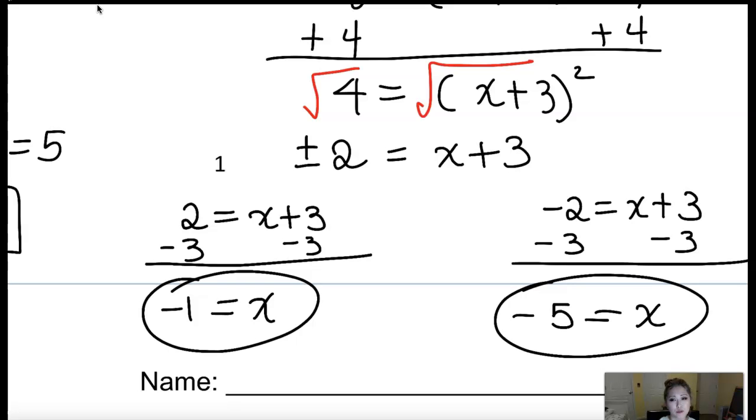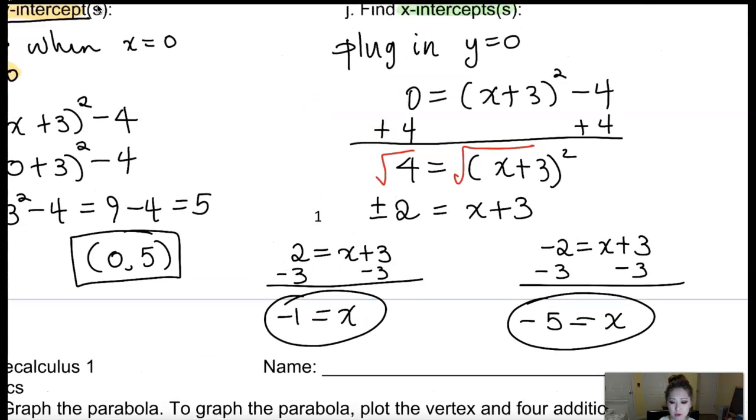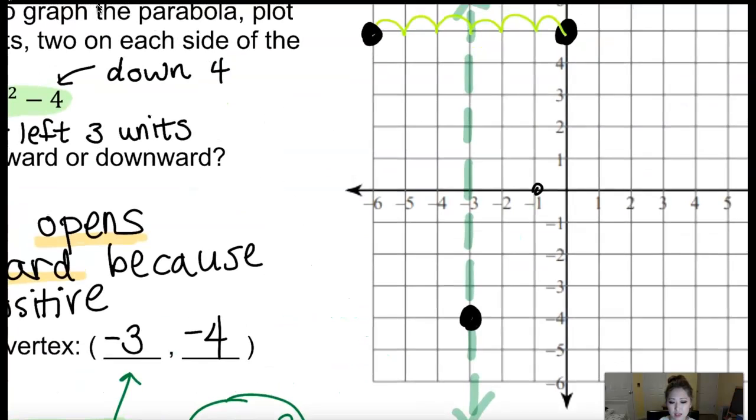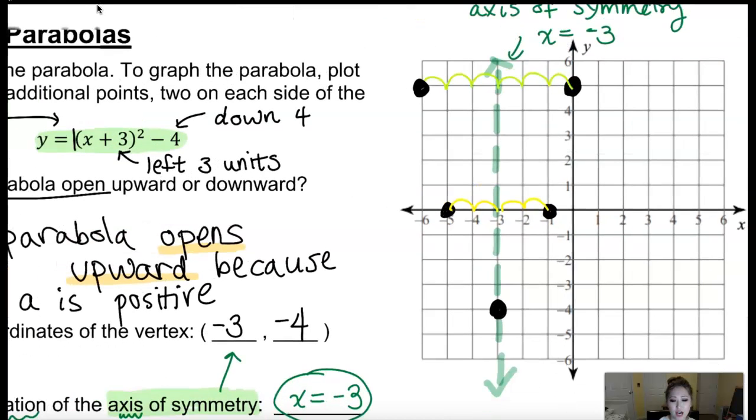So I have 2 x-intercepts that I'm going to plot. The first one is (-1, 0) and the second one is (-5, 0). Let's plot them. (-1, 0) and (-5, 0). And what's beautiful about this is, do you notice? 2 to the right from the axis of symmetry, 2 to the left from the axis of symmetry. So these 2 dots are perfectly symmetric. Yay! Now I have 5 dots plotted. I'm going to go ahead and draw a beautiful parabola.